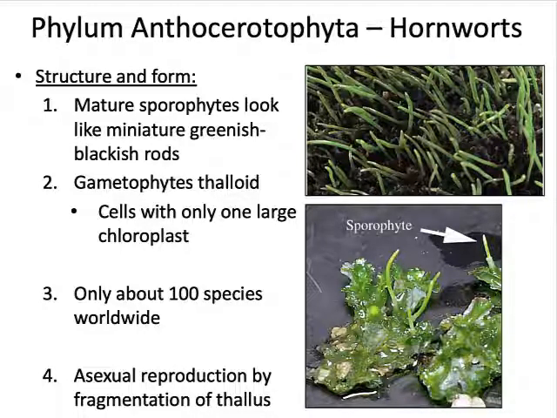And they are not as interesting as the other groups, so I don't focus on these a lot in this class. But they are unique in that the mature sporophytes look like miniature greenish-blackish rods that grow right out of the thallus. Also interesting is the thalloid gametophyte has cells that contain only one large chloroplast, and they can do asexual reproduction by fragmentation. There are only about 100 species worldwide, so there are not a lot of these. They aren't found in California at all. We only see hornworts typically in more tropical parts of our world.